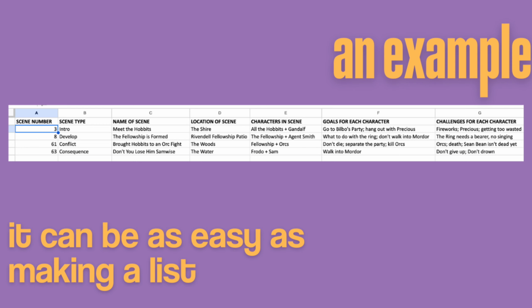Maybe we have a development scene later on that we're calling the Fellowship is formed. And where does that take place? It takes place on the Rivendell Fellowship patio. That's just where the scene is. Who's there? Well, it's everybody in the Fellowship and Agent Smith from the Matrix. Just a guy giving exposition. What's the goal? What is everybody supposed to be doing here? Well, they've got to figure out what to do with the ring, and they should know they just can't walk into Mordor. And why is this difficult? Well, because somebody needs to take the ring. And there's no singing at this point in the story because there's just a lot of talking going on and it's very heavy. So it's not easy to navigate their way through.